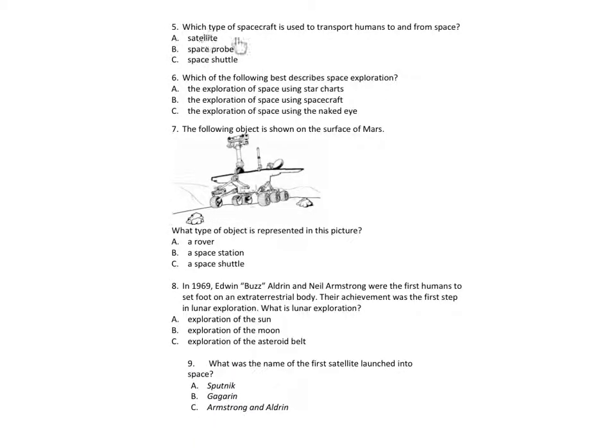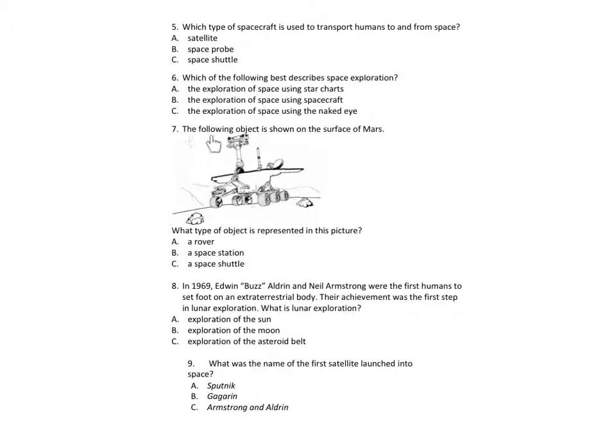Number 5. Which type of spacecraft is used to transport humans to and from space? A. Satellite. B. Space probe. C. Space shuttle. Number 6. Which of the following best describes space exploration? A. The exploration of space using star charts. B. The exploration of space using spacecraft. C. The exploration of space using the naked eye.